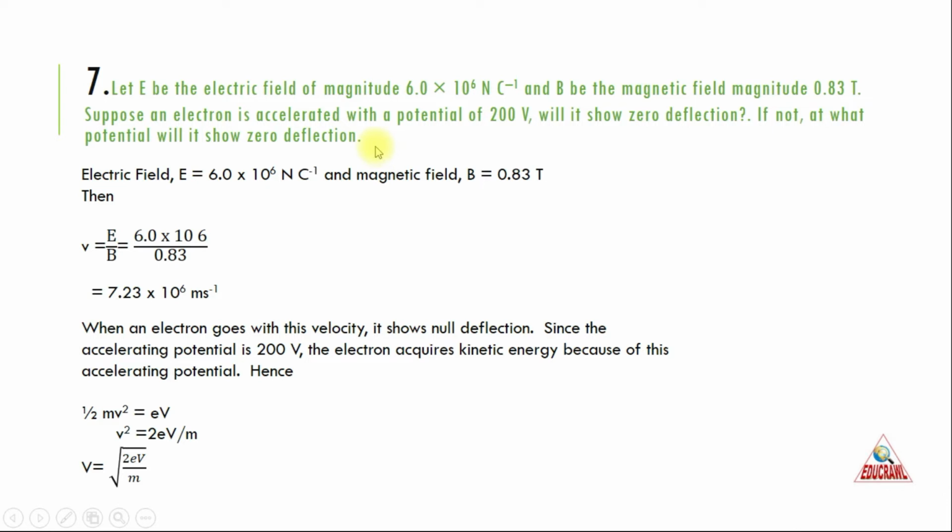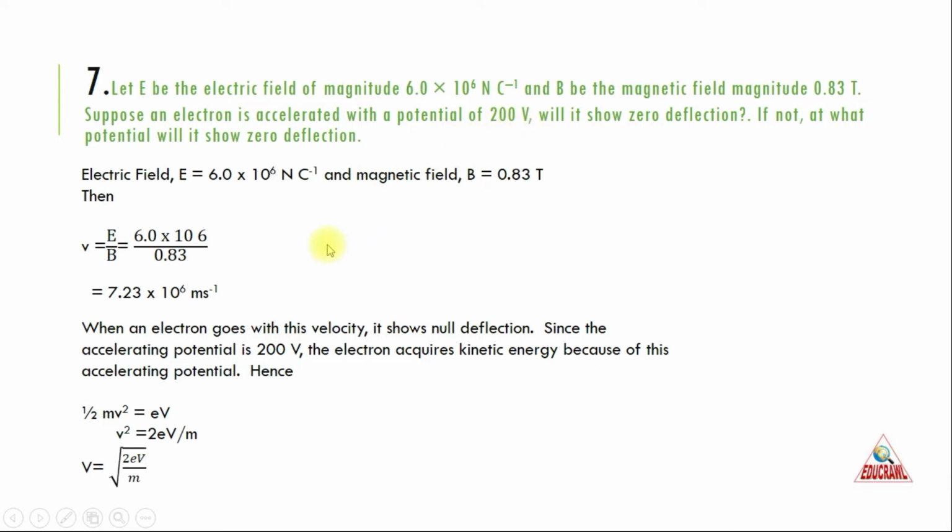So an electron is said to be kept in an electric field whose magnitude is E is equal to 6 into 10 power 6 Newton per Coulomb. And not only electric field is there, magnetic field is also there, which is given by B is equal to 0.83 Tesla. So in a place where electric field and magnetic field are there, we are keeping an electron which is originally accelerated with the potential of 200 volt.